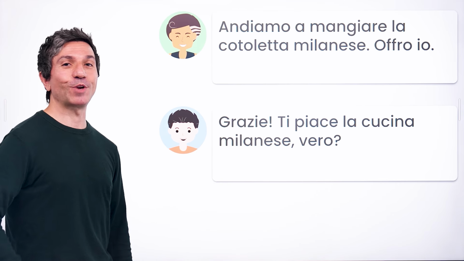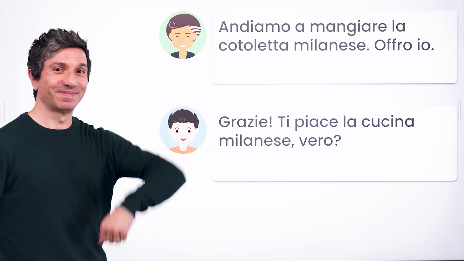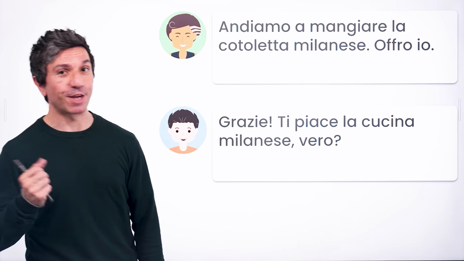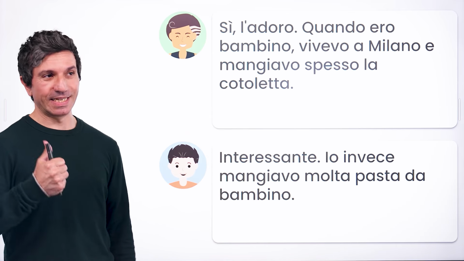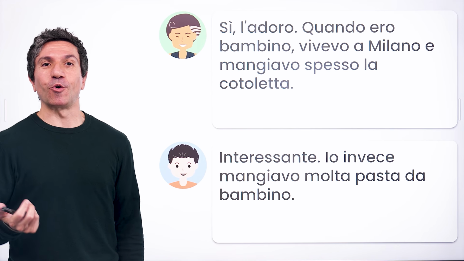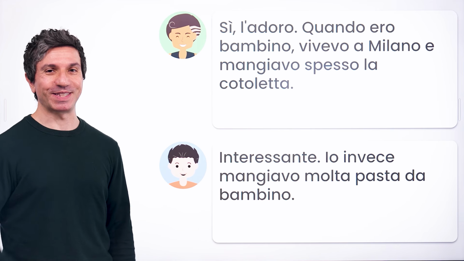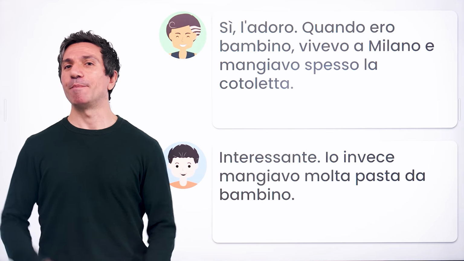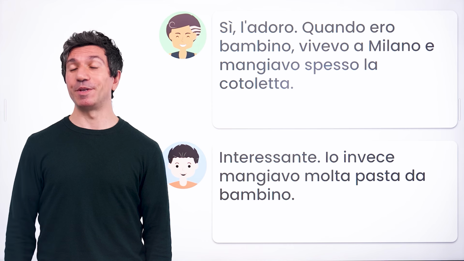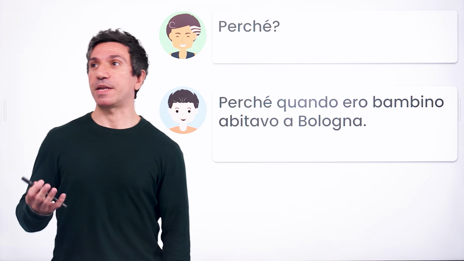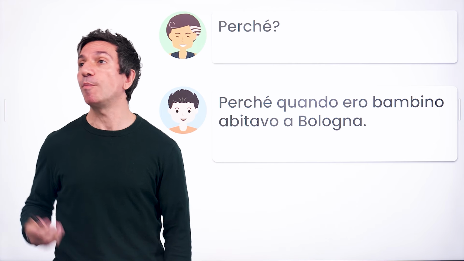Andiamo a mangiare la cotoletta milanese. Offro io. Grazie! Ti piace la cucina milanese, vero? Sì, la adoro. Quando ero bambino vivevo a Milano e mangiavo spesso la cotoletta. Interessante. Io invece mangiavo molta pasta da bambino. Perché? Perché quando ero bambino abitavo a Bologna.